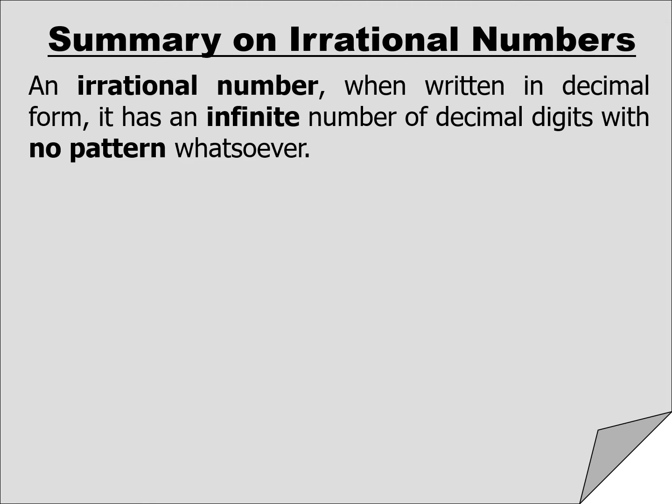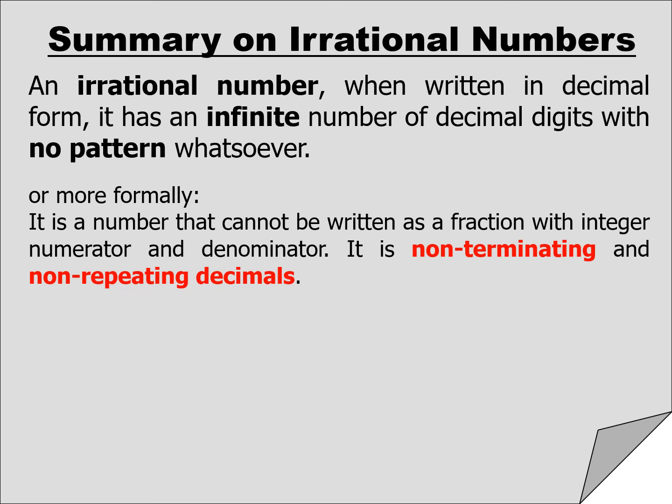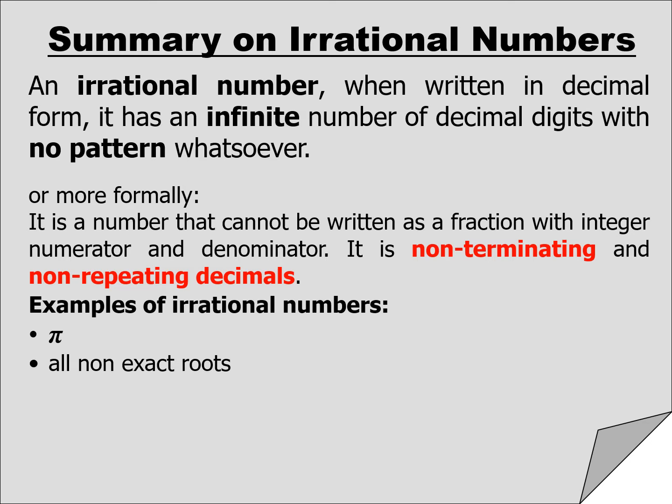So let us have a summary on irrational numbers before we move on to square roots. An irrational number, when written in decimal form, has an infinite number of decimal digits with no pattern whatsoever. Formally, we define it in mathematics as a number that cannot be written as a fraction with integer numerator and denominator. Therefore, it is a non-terminating and non-repeating decimal. Examples of irrational numbers: the famous one, pi, all non-exact roots, and the natural number e.